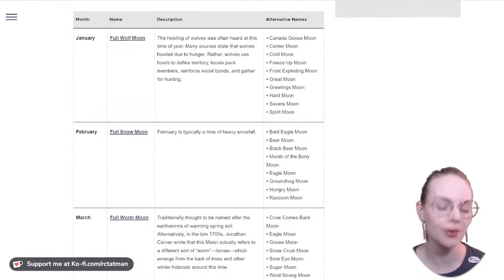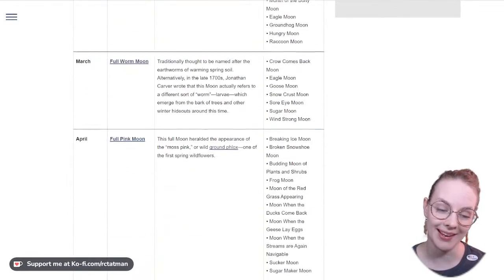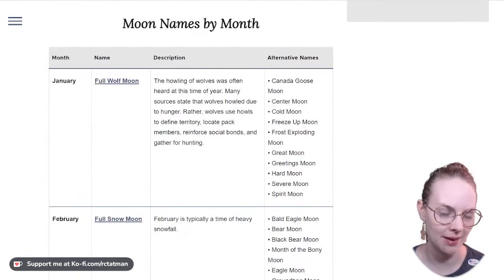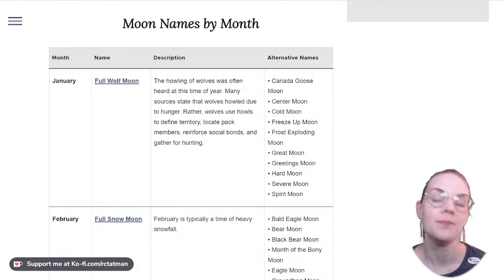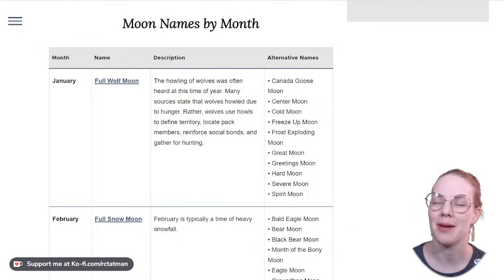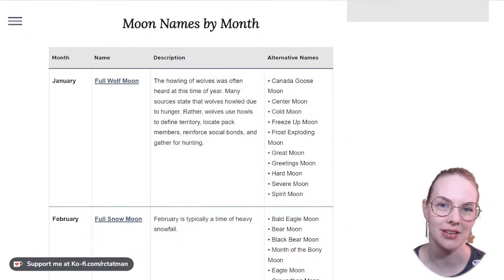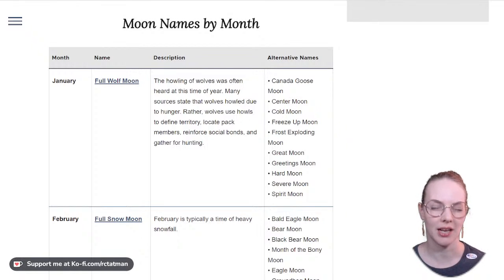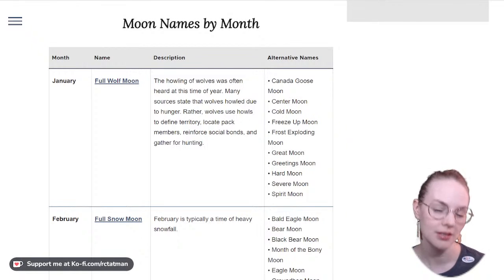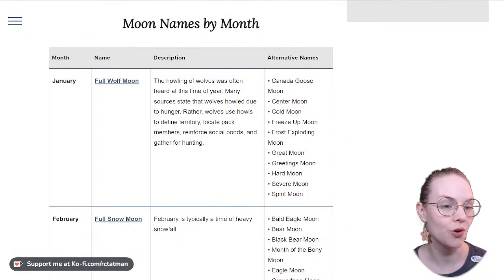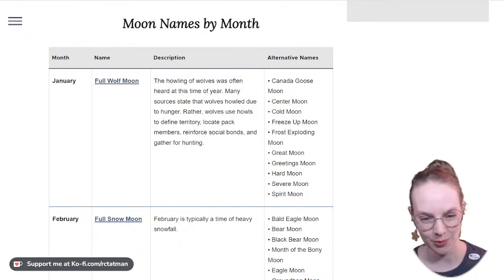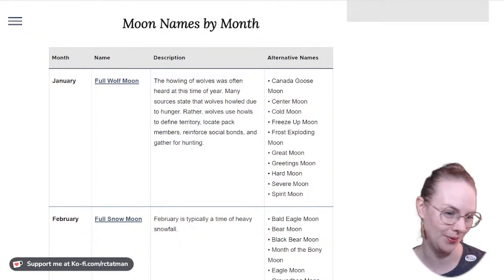Anyway, so just to give you an idea of the degree of synonymy that there is here, we have a bunch of names here. So January, again, the named moons may or may not occur in a specific month, given the presence of the blue moons. I believe that the Farmer's Almanac moon system is tied to the solar month. But some other names for the wolf moon are the Canada goose moon, the center moon, the cold moon, the freeze up moon, the frost exploding moon, the great moon, greetings moon, hard moon, severe moon, and spirit moon.